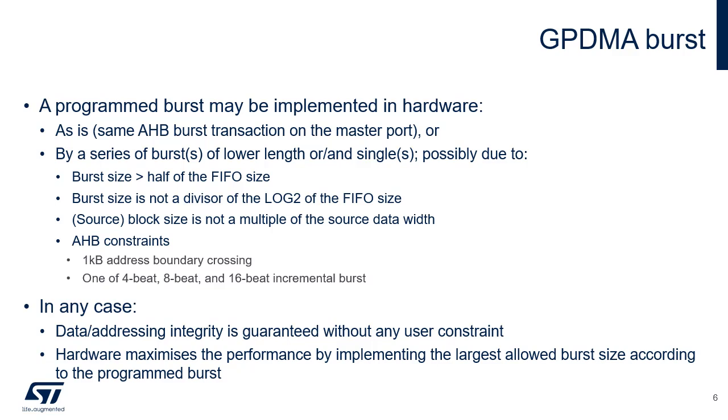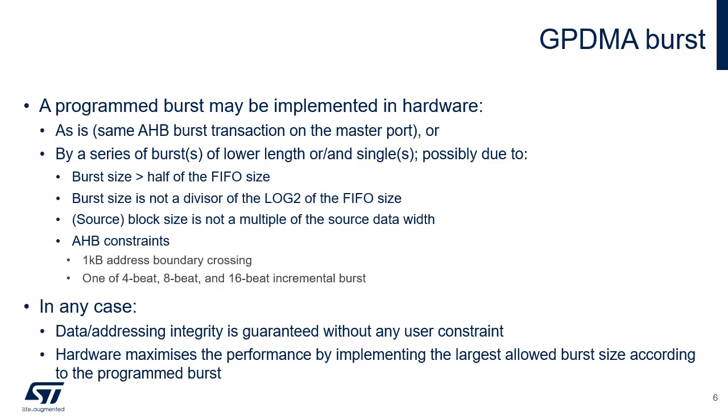If the source block size is not a multiple of the source burst size but is multiple of the data width of the source burst, the GPDMA modifies and shortens bursts into single data transactions or bursts of lower length in order to transfer exactly the number of bytes equal to the source block size. If the source or destination burst transfer crosses the 1 kilobyte address boundary on an AHB transfer, the GPDMA modifies and shortens the programmed burst into singles or bursts of lower length to be compliant with the AHB protocol.